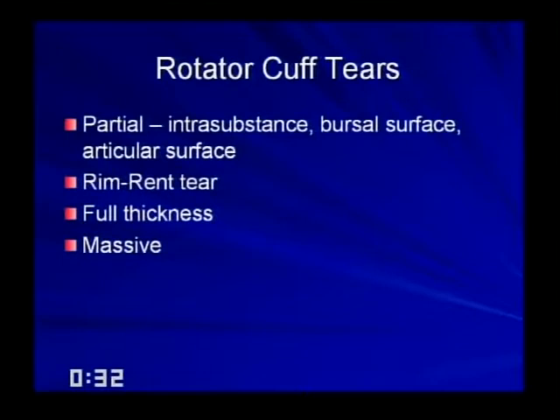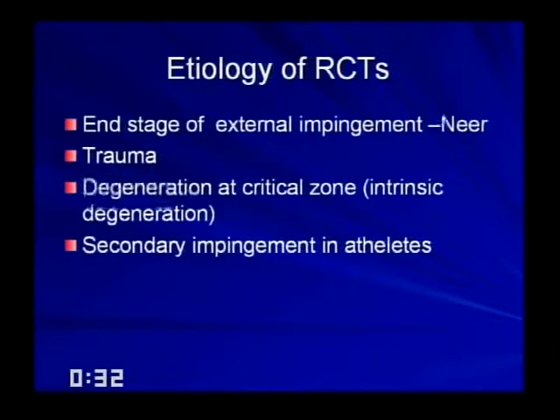Now, let's talk about rotator cuff tears within the last few minutes. They can be partial. I want to make you aware of rim-rent tears. These are in young patients. Then there are full-thickness tears and massive tears. And you want to be able to describe them as intrasubstance, bursal surface, or articular surface. Okay? Etiology of rotator cuff tears, like I said, Neer said it was the end stage of external impingement, trauma, degenerative changes, secondary impingement in athletes.